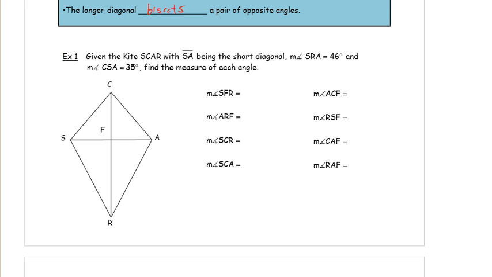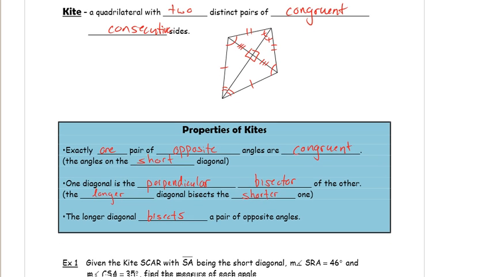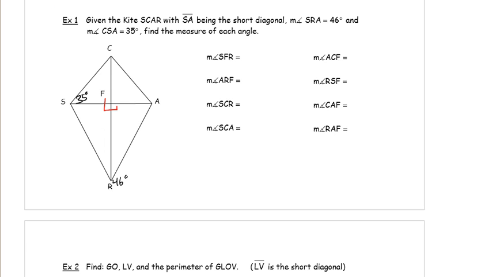So, given the kite SCRA, with SA being the short diagonal, the measure of angle SRA, so SRA is this whole thing down here, is 46 degrees, and CSA is 35 degrees. Find the measure of each angle. So I'm just dealing with angles. I'm going to go ahead and mark all the things I know are true about angles in a kite here. First of all, one that's very easy, those are all 90 degrees. That's going to help us a lot. We also know that those angles have to be congruent. These angles have to be congruent. Let's see, what else do we know?